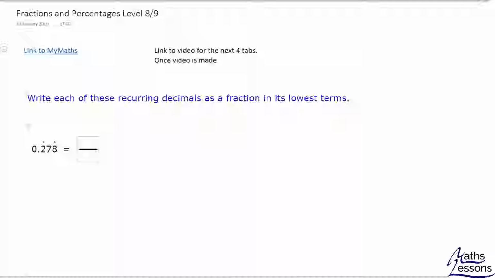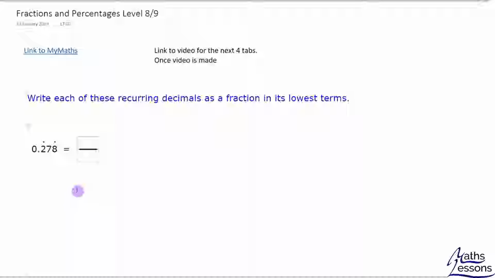So let's get started on this stream for today, which is fractions and percentages, looking at level 8, 9 type questions. So these are going to be a little bit trickier. Here's our first one here. We're going to be writing this as a recurring decimal and fraction in its lowest terms. We talked about how to do it in the level 6 to 7 one, but this is a trickier one.